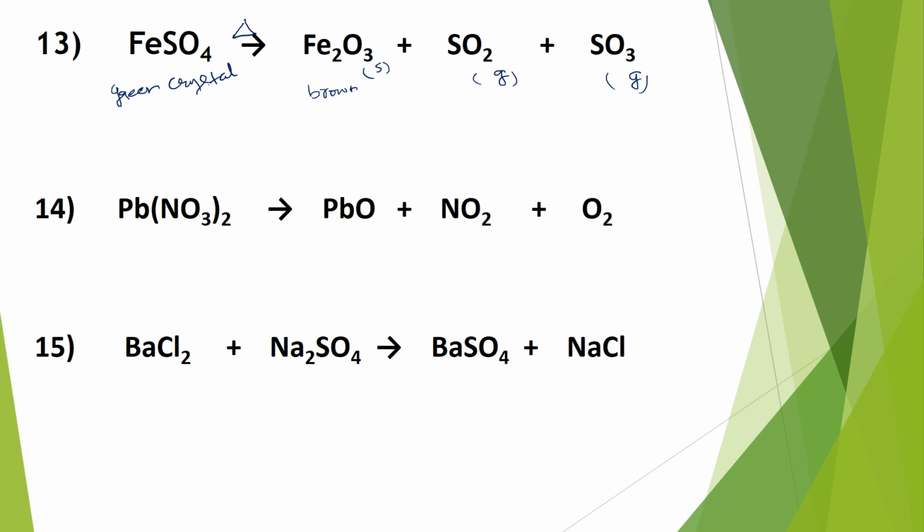So how to balance this? Look at the iron first. Iron is 1 on the reactant side, 2 on the product side. Make it 2 on the reactant side also. So now sulfate has become 2. Let us see, sulfur is 2 on the reactant side and 2 on the product side. And oxygen is 3 plus 2 plus 3, that is 8, and on the reactant side also 8 oxygen. So this is already balanced.